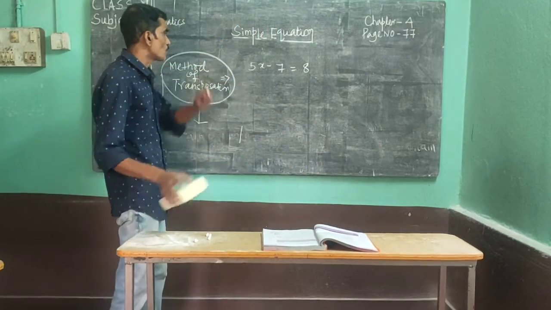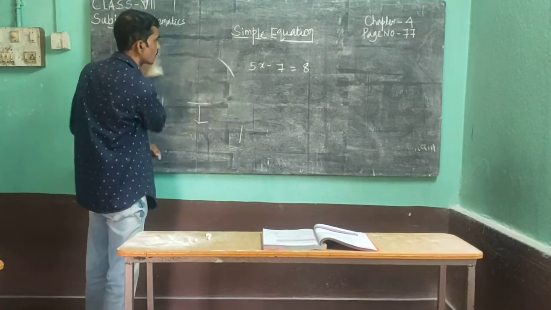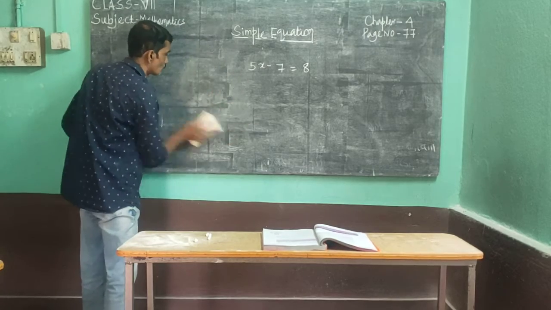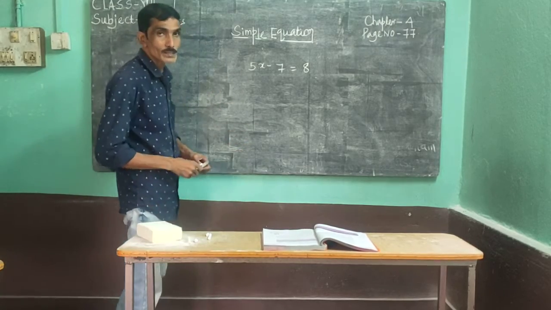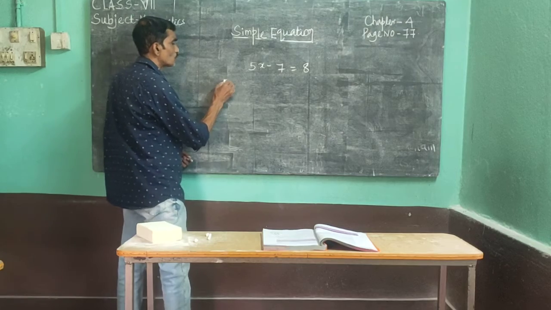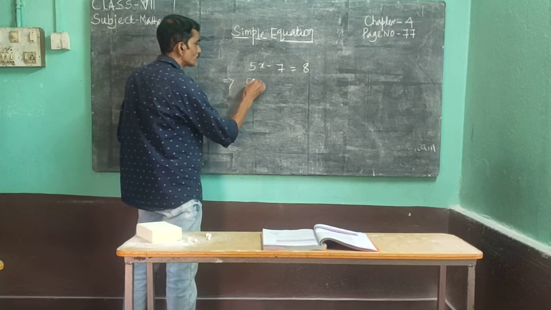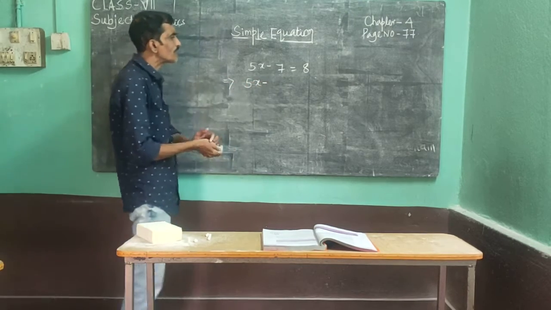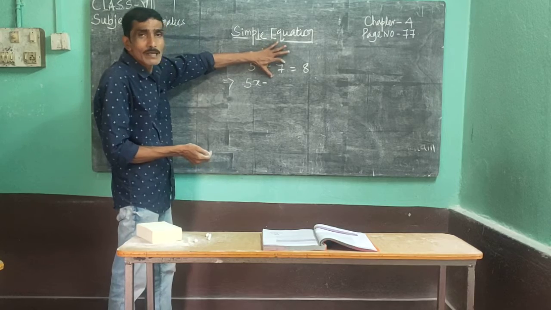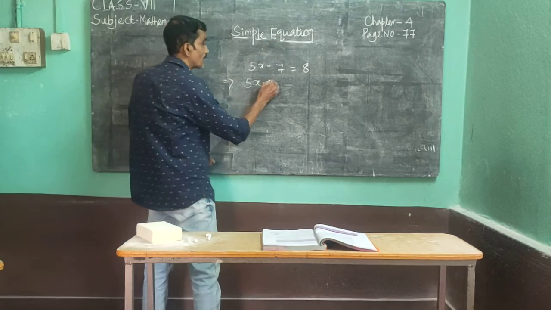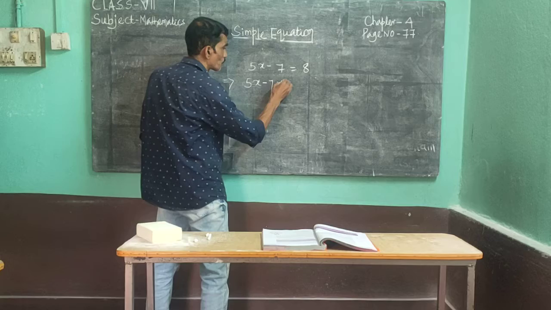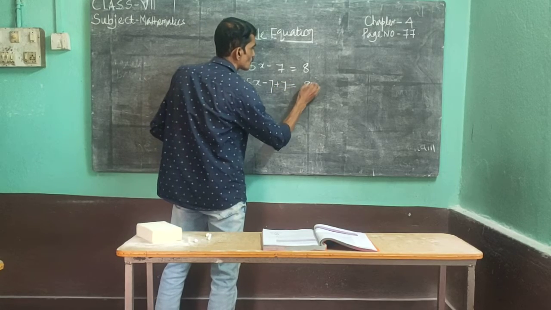For example, one simple equation is given here, 5x minus 7 is equal to 8. I am going by equating balance. How am I doing it? See, first I have to eliminate this 7. This constant value I have to eliminate. So I have minus 7, I will put plus 7 on both sides.